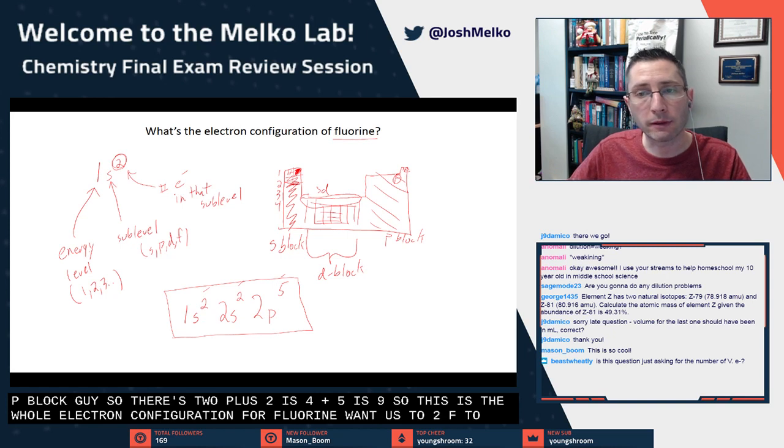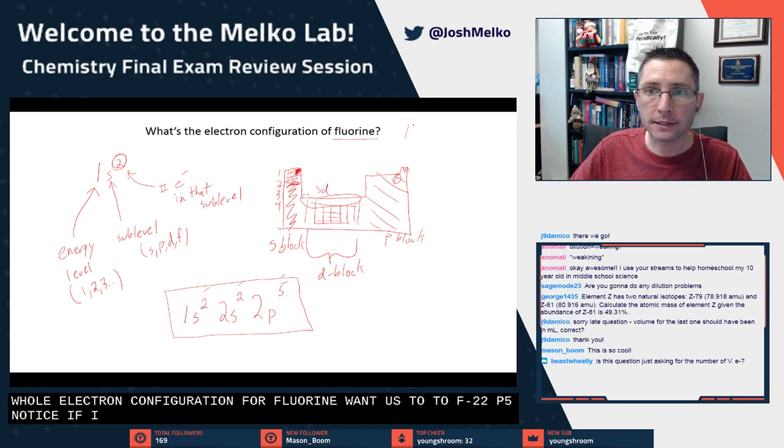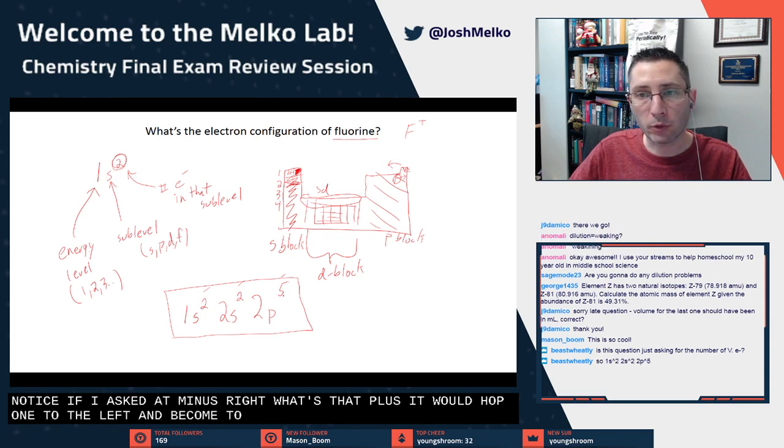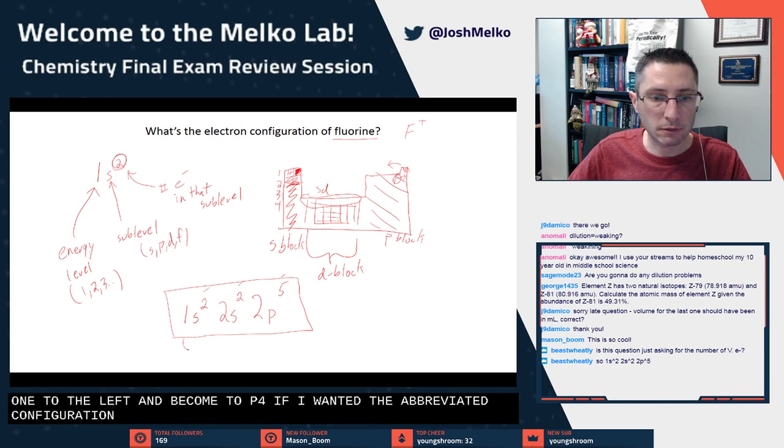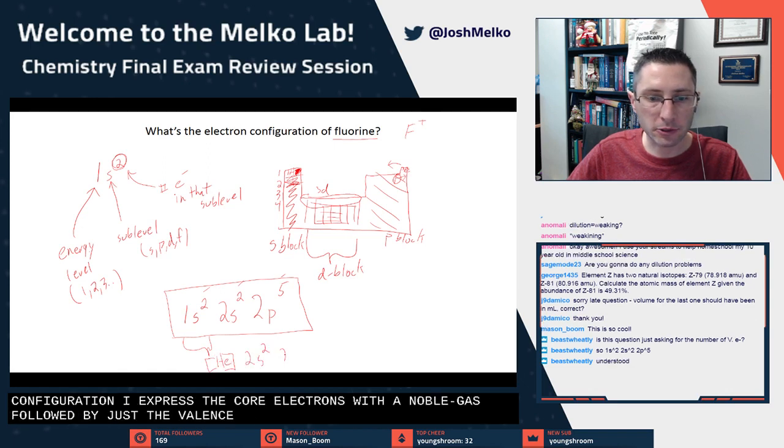1s2, 2s2, 2p5. Notice if I asked F minus, right, that would hop 1 electron to the right and become 2p6. If it was F plus, it would hop 1 to the left and become 2p4. If I wanted the abbreviated configuration, I express the core electrons with the noble gas, followed by just the valence electrons.